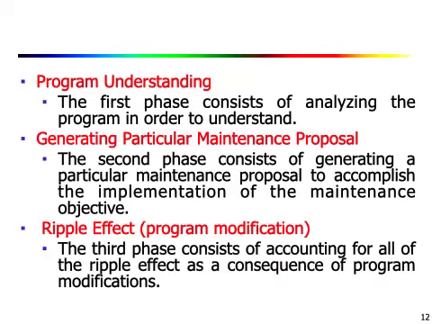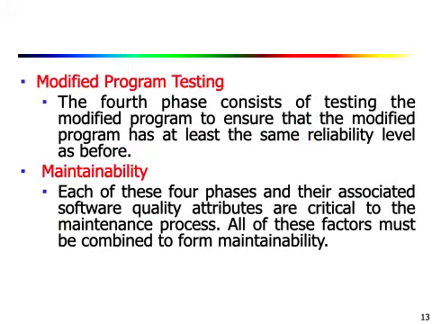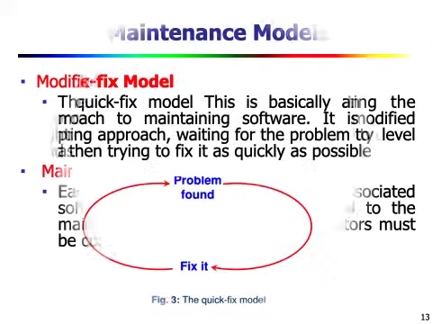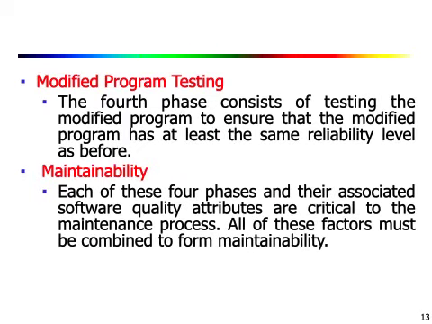Each of these four phases and their associated software quality attributes are critical to the maintenance process, and all these factors must be combined to form the maintainability. And we have different process models for maintenance, and in the next video you're going to see about different maintenance models.